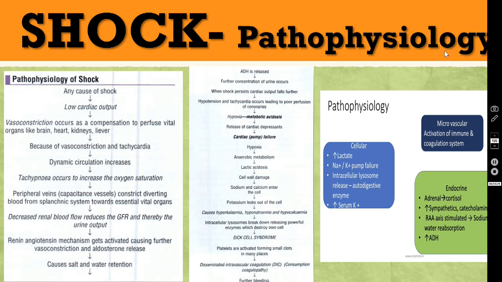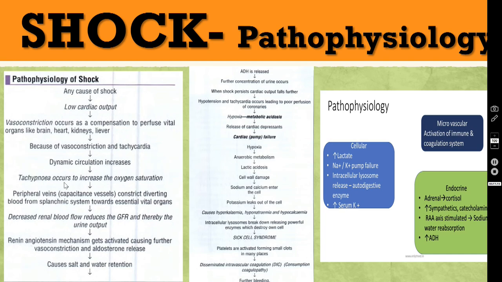Coming to the pathophysiology of the shock, the cause could be any reason. We talked about the four types of shock. It could be anything. There will be low cardiac output except in the distributive shock or the septic shock. In all other three types of shock, there will be low cardiac output. Vasoconstriction occurs as compensation to perfuse the vital organs like brain, heart, kidneys, and liver. Because of vasoconstriction and tachycardia, the dynamic circulation increases.